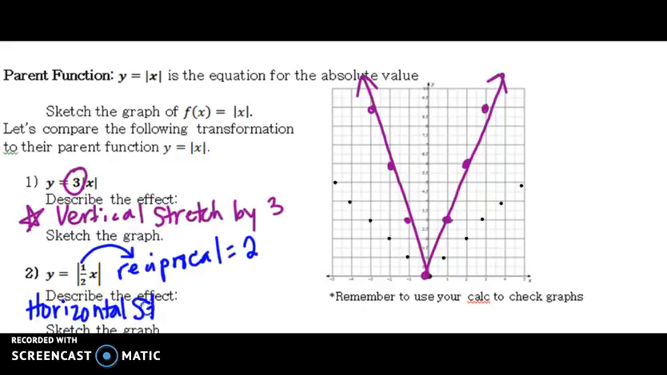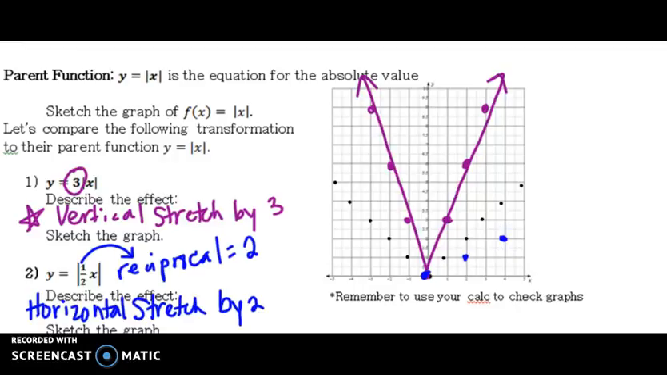And it's going to be a stretch because that number was between 0 and 1. Okay, so it's a horizontal stretch by 2. So instead of going over 1, I'm going to go over 2. So let's put my origin point. So instead of going over 1, like I said, you're going to go over 2, go up 1. Go over 2, up 1.